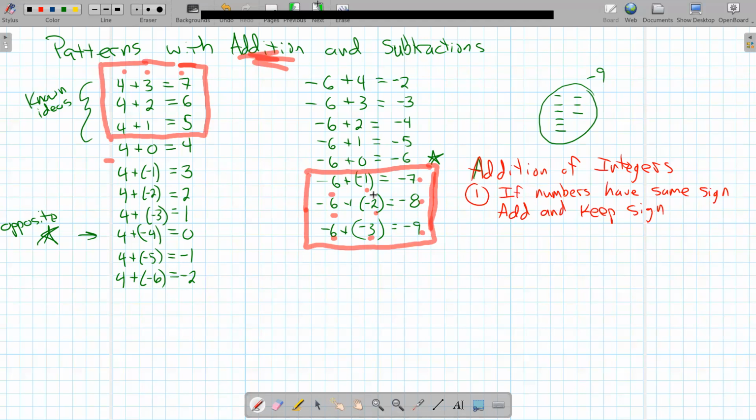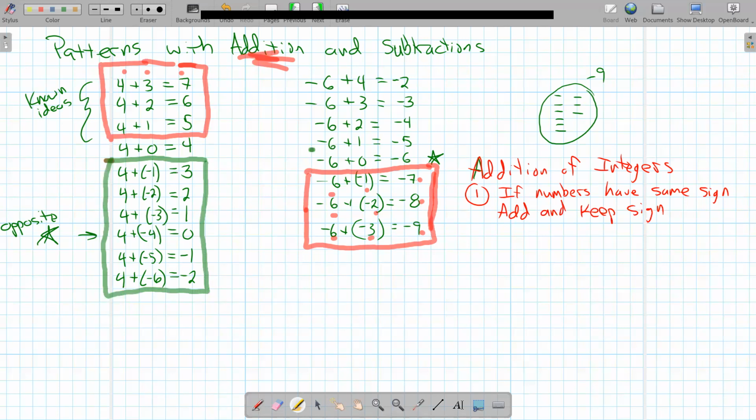I add 2 negatives, I get a more negative number. 6 plus 1 is 7, -6 plus -1 is -7. Okay, so kind of like the way we did regular addition, but everything stays negative. But there's another thing going on here. So let's take a look at these other cases. And again, 0 is its own thing. If you add 0, nothing happens. We're going to ignore that. And look at these where the numbers are opposite in sign.